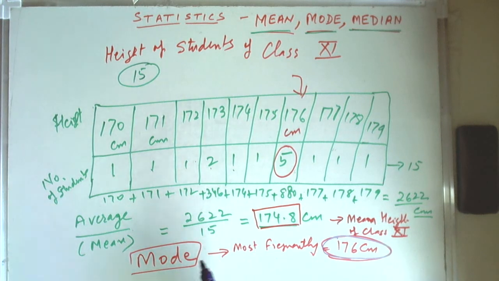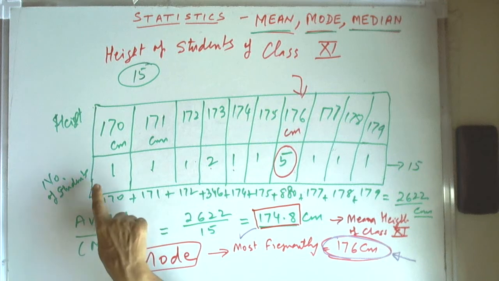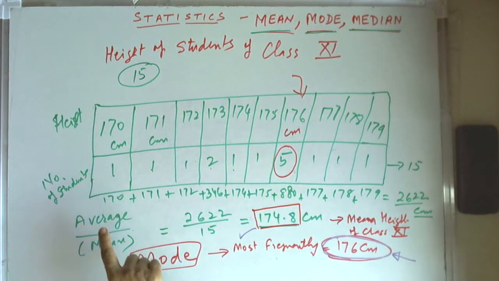So for class 11, we are saying the mean is 174.8, whereas the mode is 176 centimeter. Now what is median? Now median is if we arrange all the students by ascending order of height, and then we take the student which is in the middle, the height of the student which is in the middle, then that will be the height for median.